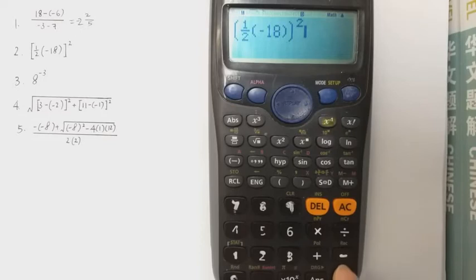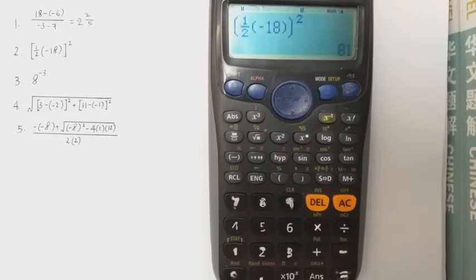Cursor right and press your equal sign again. And the answer is 81.